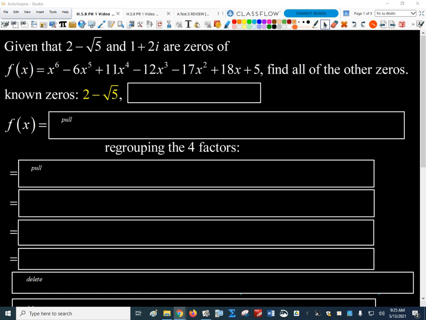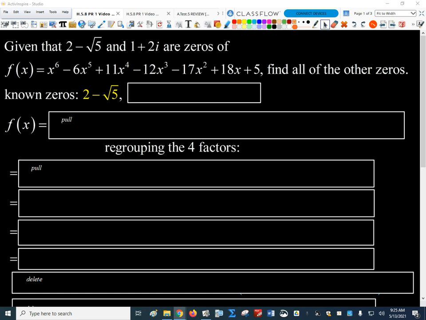Okay, good. Conjugates, right? Now, what about this first one here? This goes back to that rational root theorem, right? So I know that if I have rational coefficients, which I do in my polynomial, then irrational zeros that come in this form, some rational number plus or minus some rational number times a square root, always come in conjugate pairs.